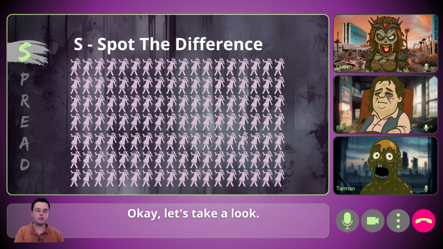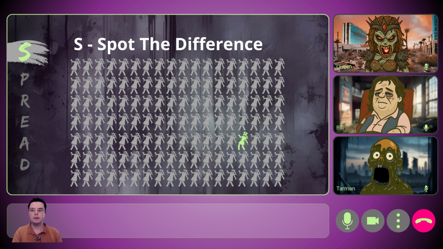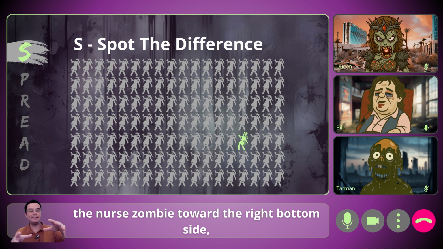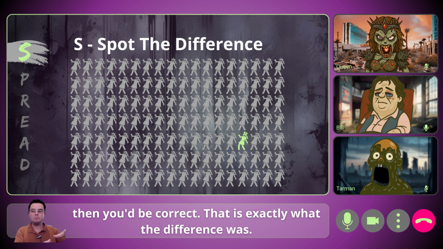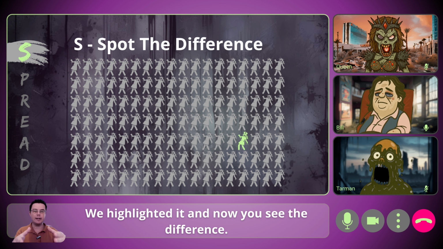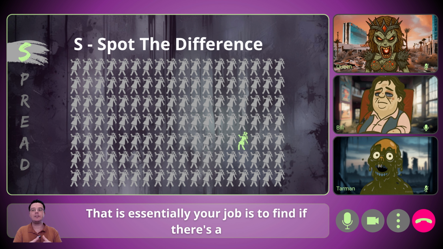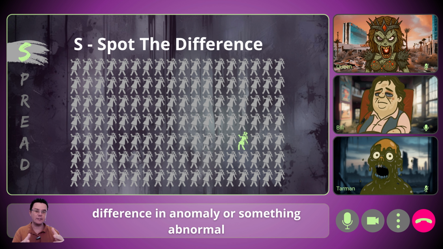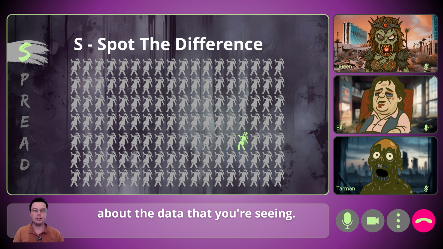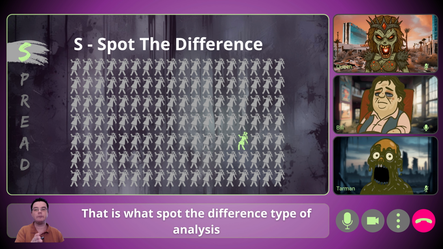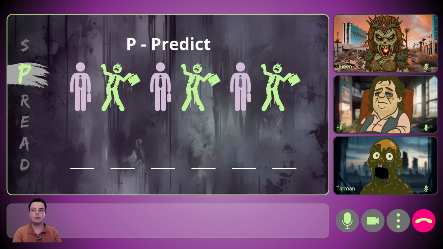Okay, let's take a look. If you said the nurse zombie toward the right bottom side, then you'd be correct. That is exactly what the difference was. We highlighted it, and now you see the difference. That is essentially your job, to find if there's a difference, an anomaly, or something abnormal about the data that you're seeing. That is what the spot the difference type of analysis outcome is.